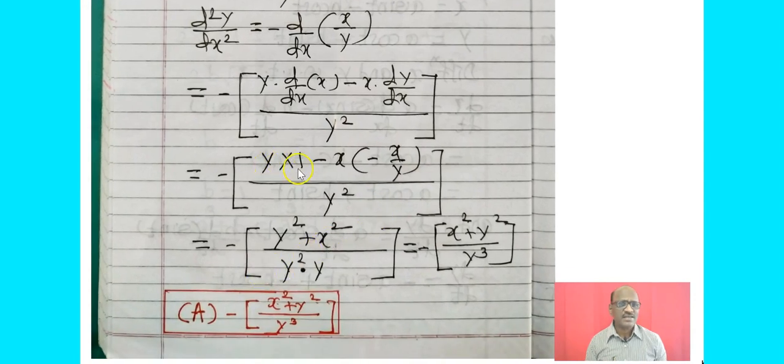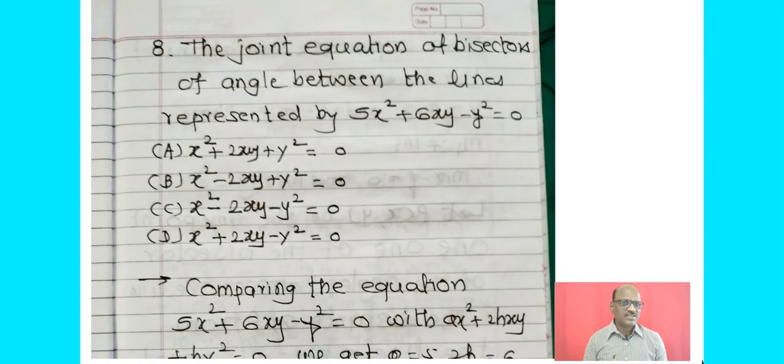then you will get this is the y. Minus will become plus, y into y square plus x square upon y square into y, and it becomes minus (x square plus y square) upon y cube, and hence option A is correct. Now the next question is also interesting.